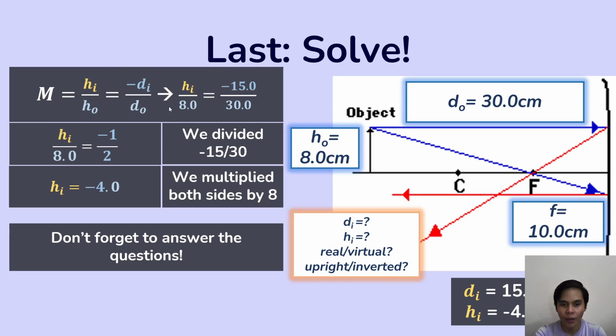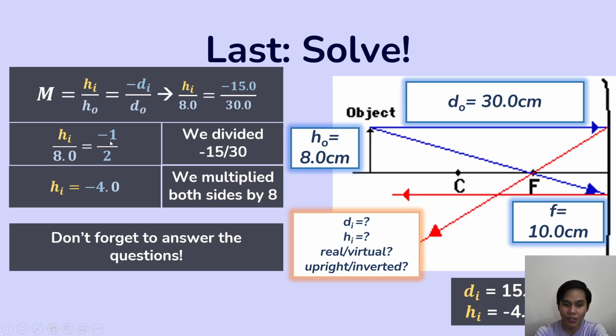So hi over the height of the object, which is 8, is equal to negative 15, the image distance, over 30. So again, we have here di and we have here do. So we plug that in, we have hi over 8 is equal to negative 15 over 30. Now, in the next step, we took the simplest terms of negative 15 over 30. This is basically just negative 1/2.